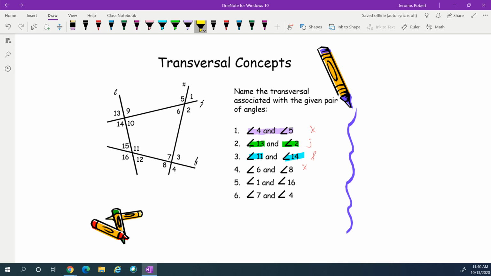Now look at 1 and 16. There is no transversal for that. There's no line connecting them.